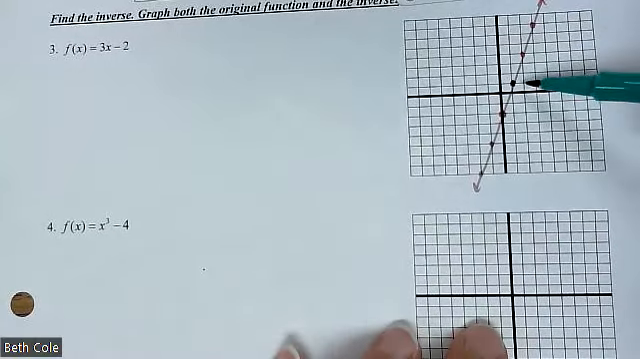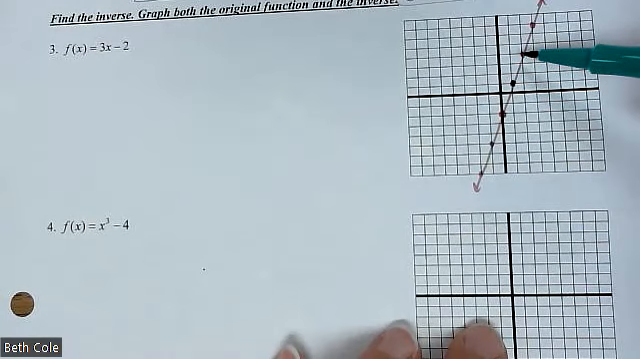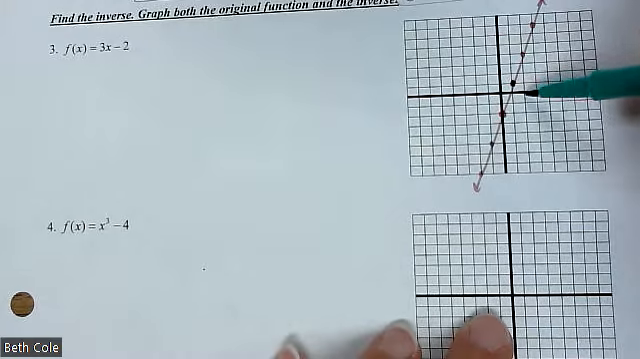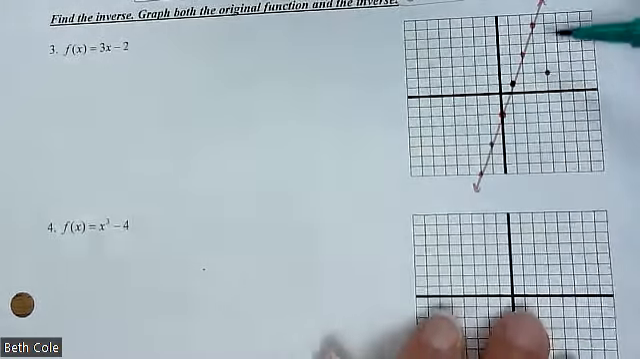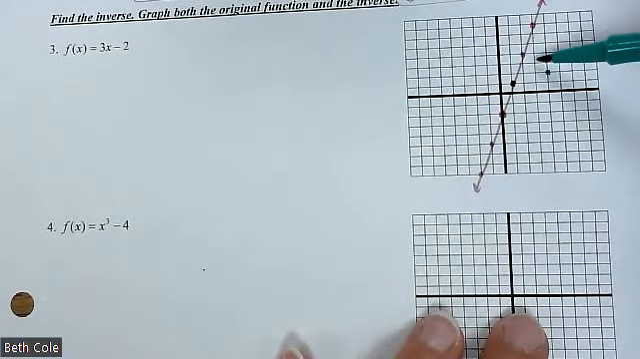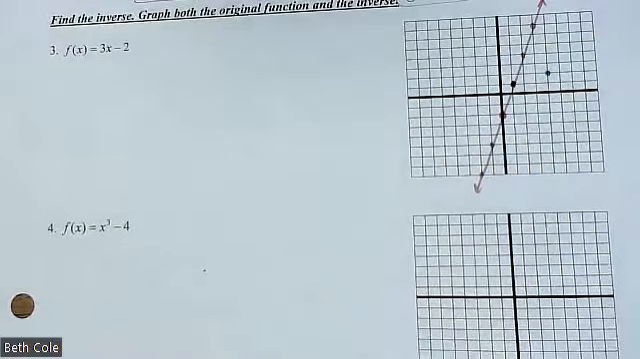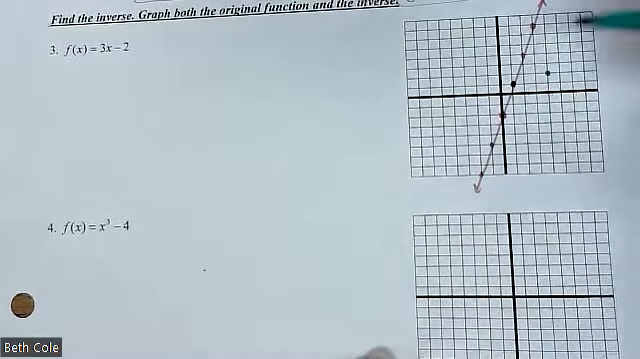What is this point? 2, 4? If you reverse that, what do you get? 4, 2. So plot 4, 2. And then what is this one? 3, 7. So if you reverse that, what do you get? 7, 3.